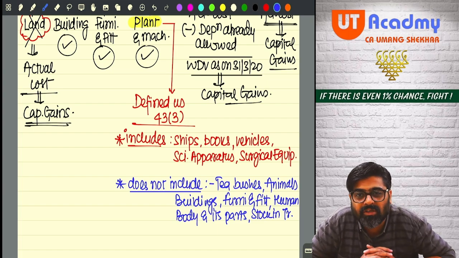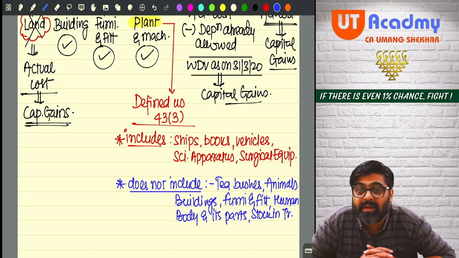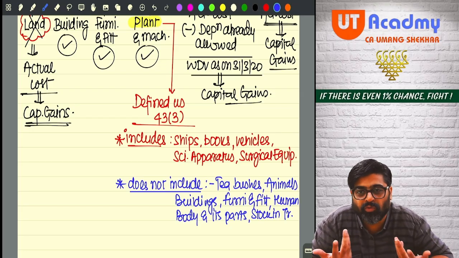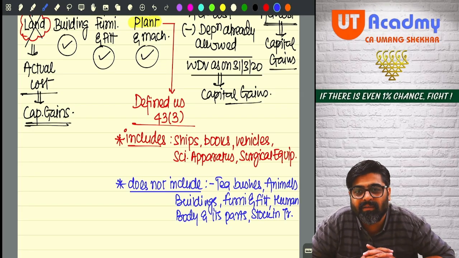Even the tea bushes are living beings. Even they have some life. But their useful life cannot be defined. No, for the human body also, useful life cannot be defined, because it is uncertain. Getting my point?